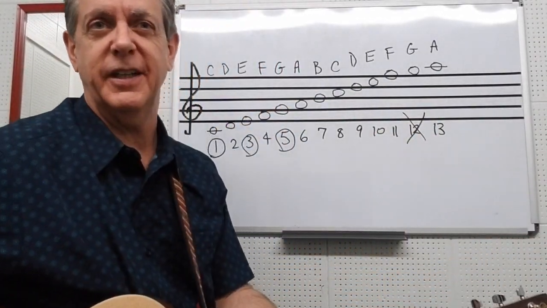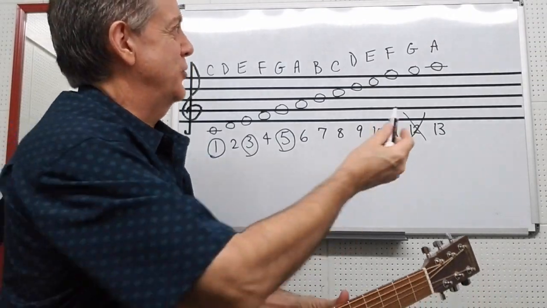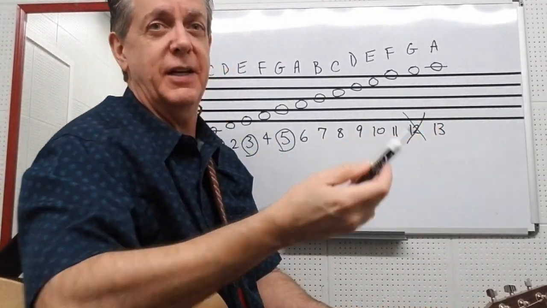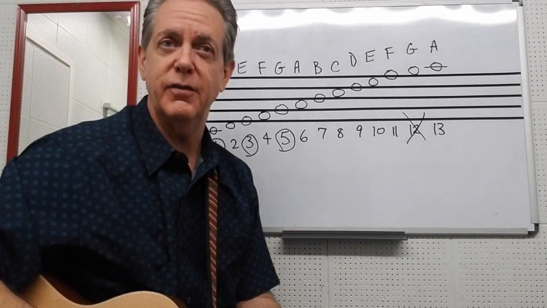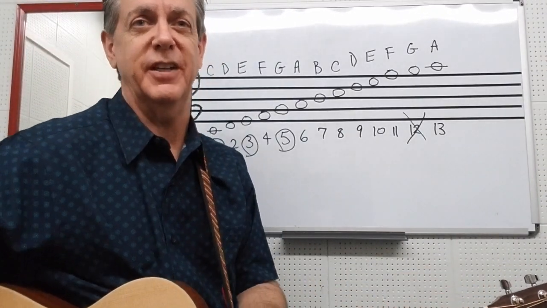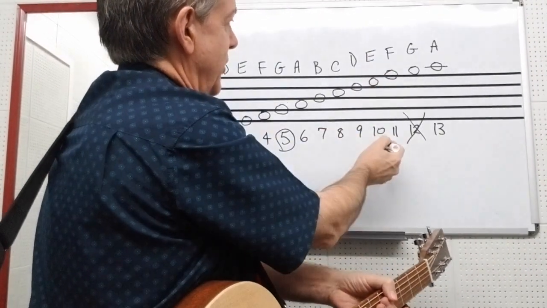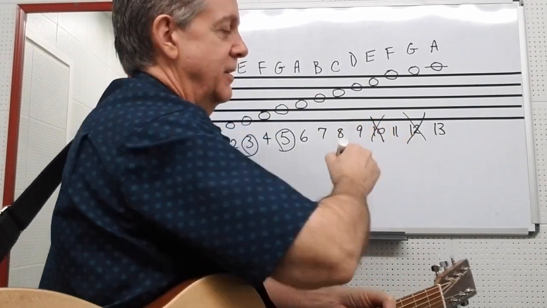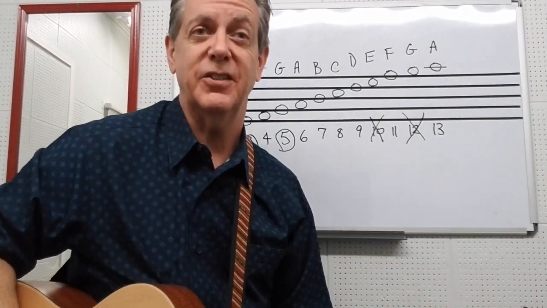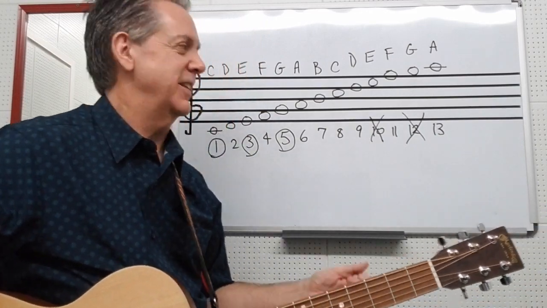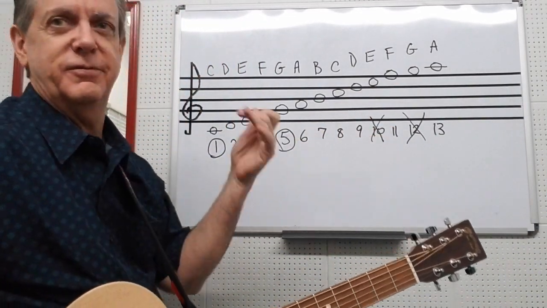You will never see like a C12 chord. The 12th is a G, that's also the 5. The 5's part of the triad, so you just never see that. Same thing with this note, the 10. You'll never see a C10 chord. The 10 is the third of the chord, so we don't need to repeat it.